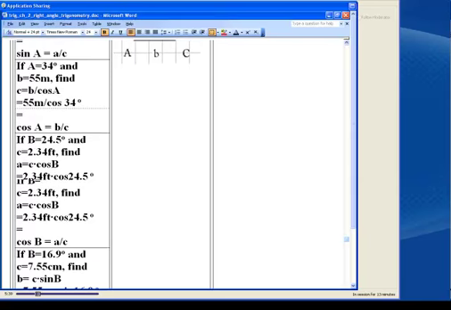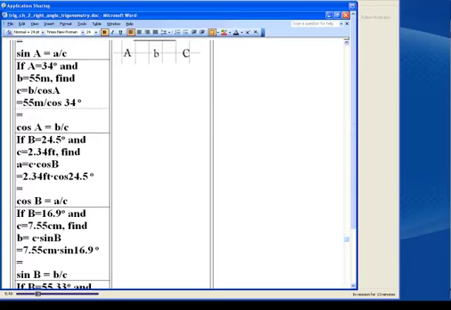We're supposed to find a, so a is going to be b times tangent B, which is going to be the same as 12.34 yards times tangent of 55.3 degrees.